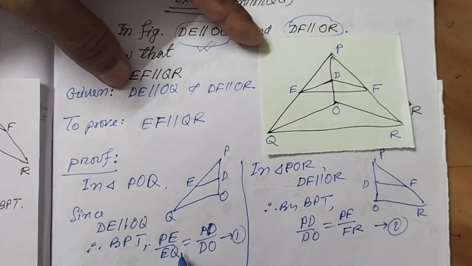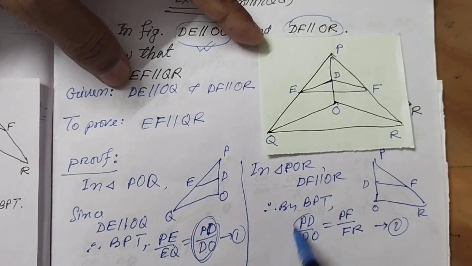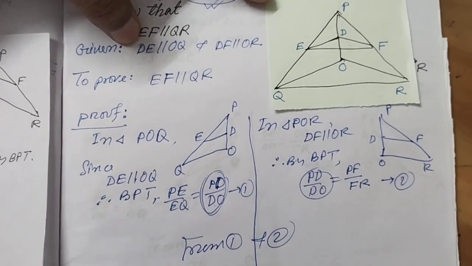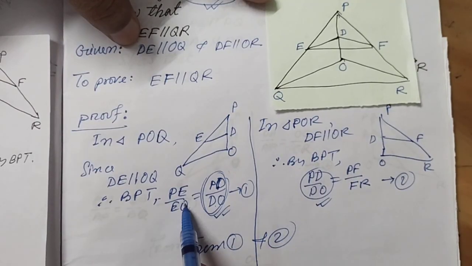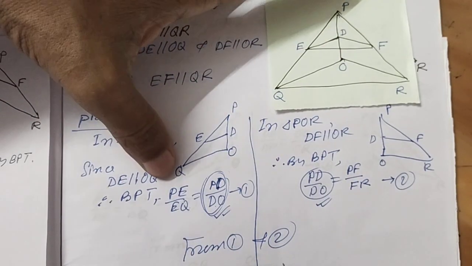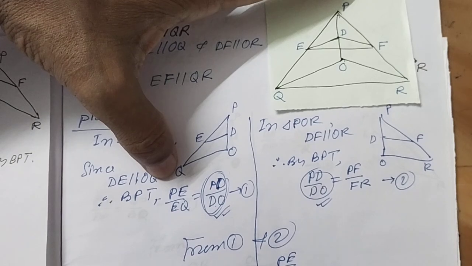Now you see this equation 1 and 2. PD by DO, the RHS and RHS are equal. Interchanging sides is no problem. Therefore, from 1 and 2, this equals this, so the other parts must be equal on the other side of the equations. So what we get? PE by EQ equal to PF by FR.